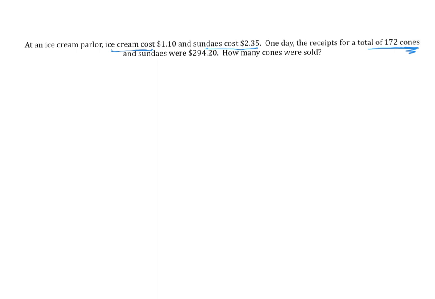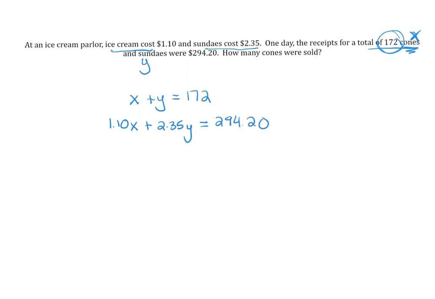Okay, so we have to write two equations. And if you look at this 172, that was all of the cones. Let's make cones x and sundaes y. All of the cones plus all of the sundaes equals 172. And now an equation that involves all the money. So $1.10 cones plus $2.35 sundaes, to a total of $294.20. So there are my two equations, and now let's solve.